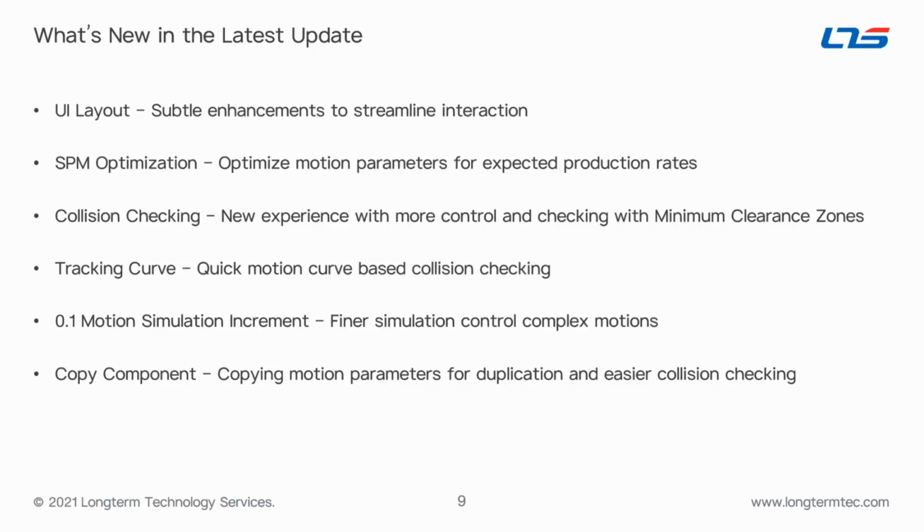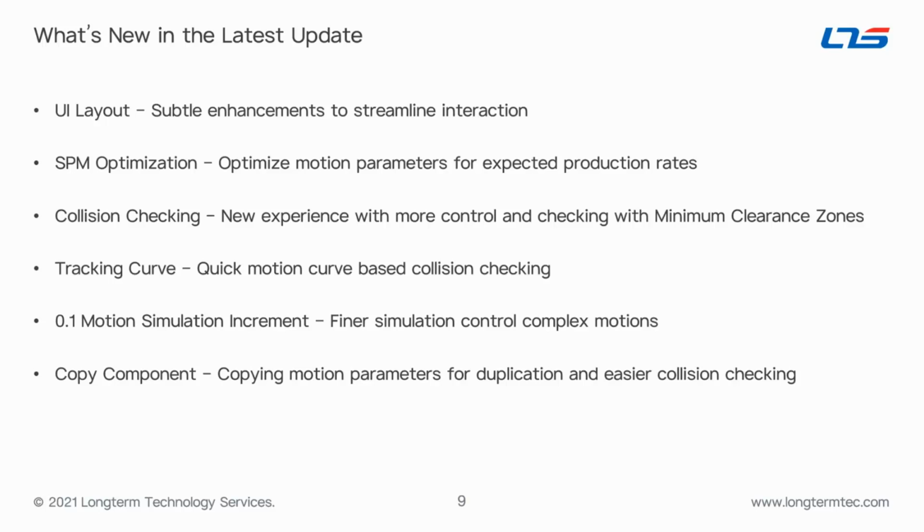So the idea that you're using this software to optimize the motion parameters for the expected production rates you're talking about. And then from there, we're getting into lots more control with your collision checking, and this was a big ticket item on some people's lists: the idea of minimum clearance zones, setting minimum distances between components, and then making sure that those are flagged when those conditions are violated in the validation or the simulation.